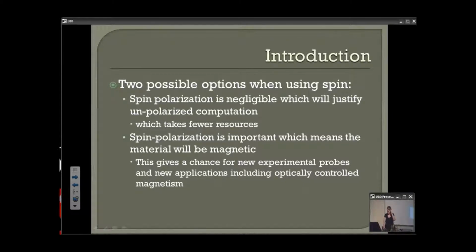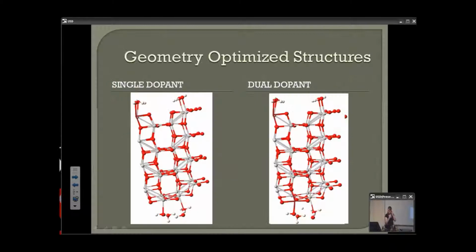so when we use spin calculations, we have two options basically. Either spin polarization is negligible, which means we don't have magnetism, or it's important, which would be magnetic.